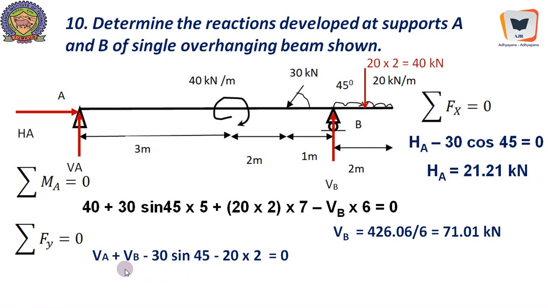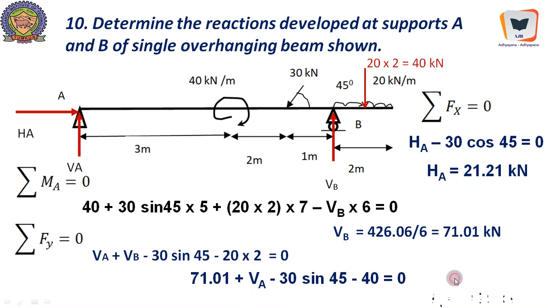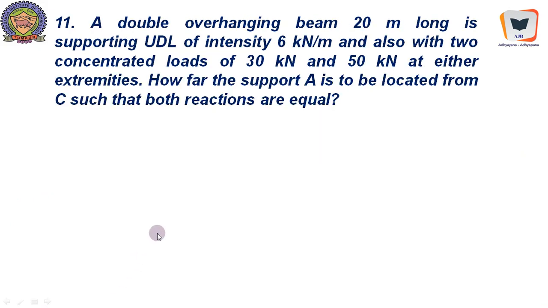We will equate all the vertically upward forces to downward forces. So VA plus VB, the two vertical forces at two supports, minus 30 sine 45 coming down, minus 20 into 2 coming down. So this will get us a value of VA to be minus 9.79 kilonewton. So our assumed direction, the reaction going up, is wrong. Therefore we will just remove this and we will put up the correct force with the correct directionality.